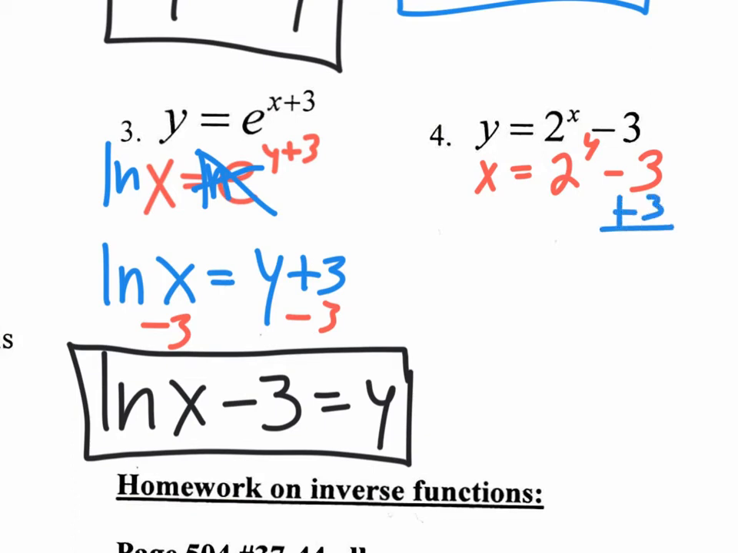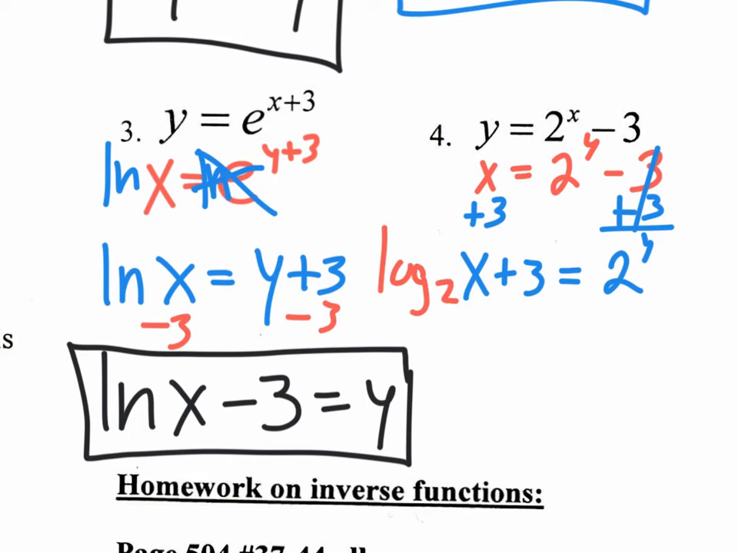Get rid of it by going plus 3, cancels. What you do to one side, you do to the other side. So you're going to end up with x plus 3 equals 2 to the y. Now, you still want to get rid of that power of y. So how do you get rid of an exponent situation? By applying a logarithm. And of course, in this case, you're going to apply a log base 2 on both sides.